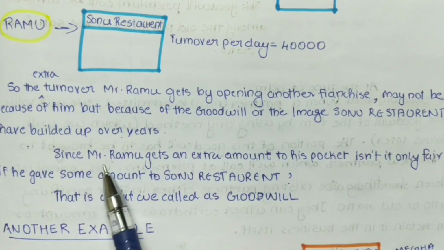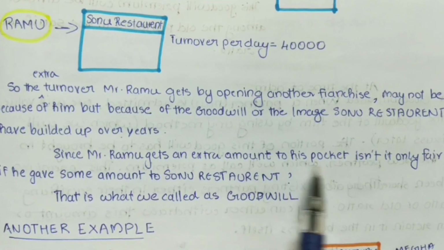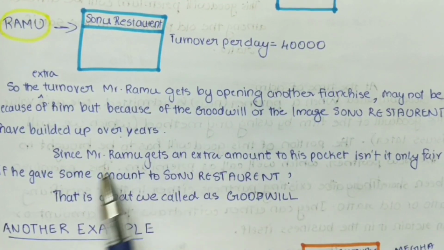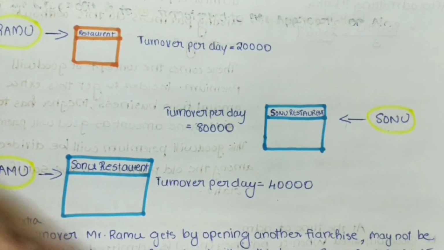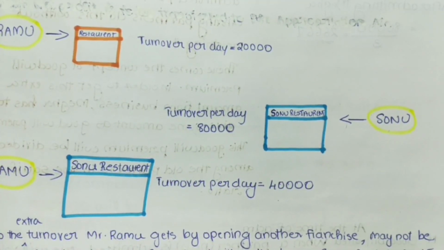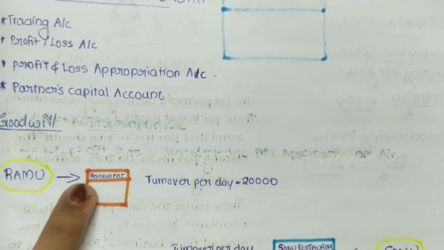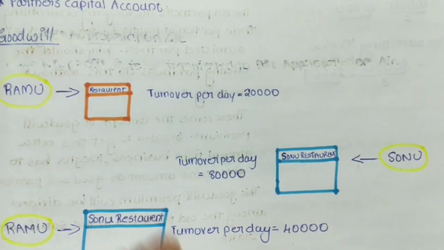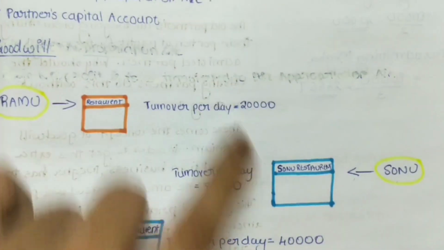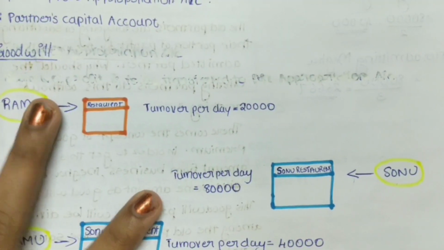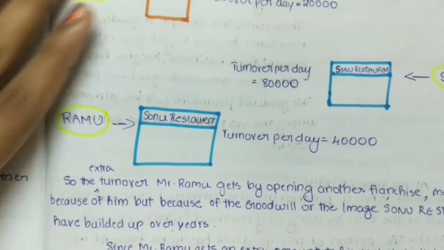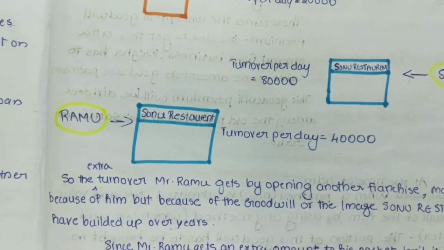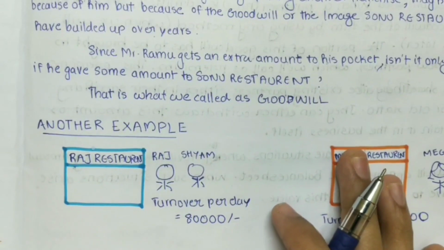So since Mr. Ramu gets an extra amount in his pocket, isn't it only fair if he gives some amount to Sonu restaurant? Here you will be able to see the difference between a newly started business and a business which already existed. If you see Ramu's two instances, in the first instance Ramu gets only rupees 20,000, and in the second instance he gets an extra 20,000, totally 40,000. This is because of goodwill.